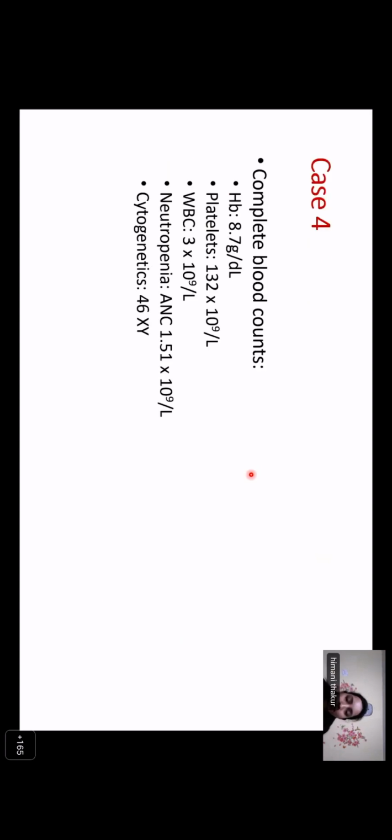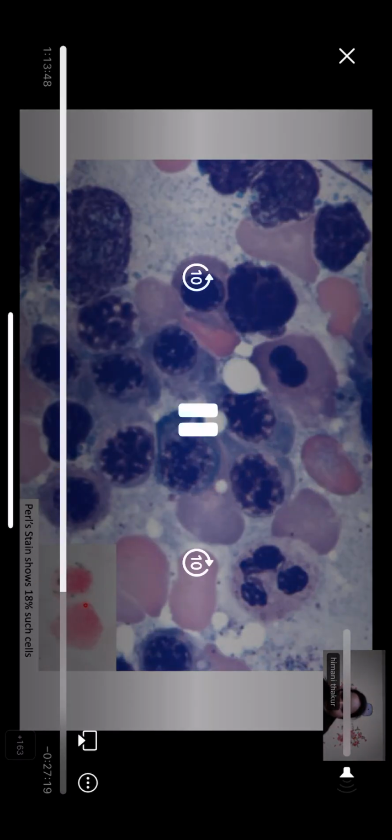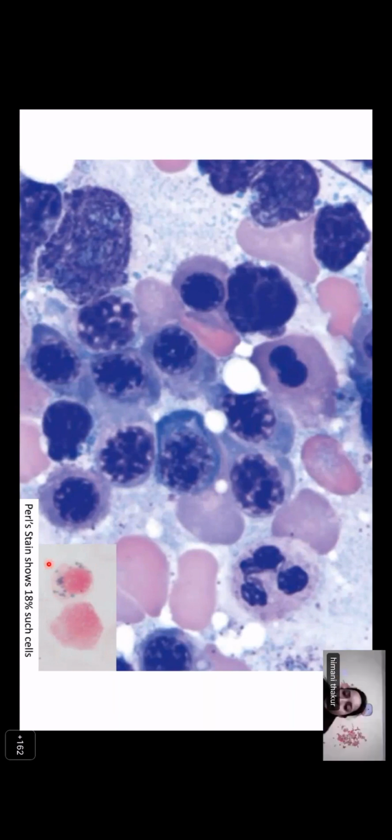Right. So let's move to case 4. A 69-year-old male presenting with dyspnea on exertion and easy fatigability. Complete blood counts reveal pancytopenia, and the cytogenetics is normal. This is a bone marrow aspirate showing colonies of erythroid cells with megaloblastoid change, and 2 of the erythroid cells are showing nuclear budding. And what do we see here? Perls stain is showing ring sideroblasts in more than 15% of the cells.